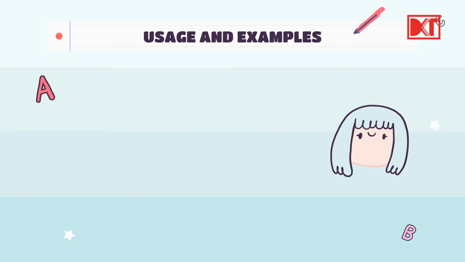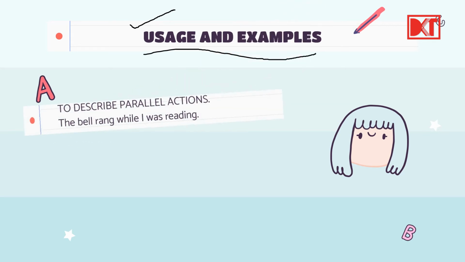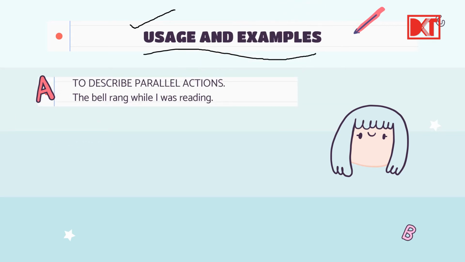Now we have various usages and examples for the past continuous tense. Let's see. Past continuous tense is used to describe any parallel actions. Parallel actions like, now the bell rang. Rang is what? It is the past form of ring, and it is used for, this is simple past. But while I was doing what? Which action was interrupted? While I was reading. Now reading was the interrupted action, which means I was reading, alright.